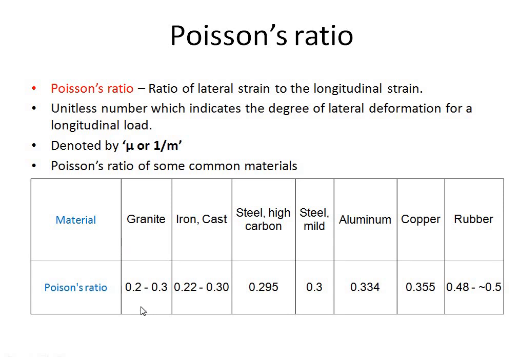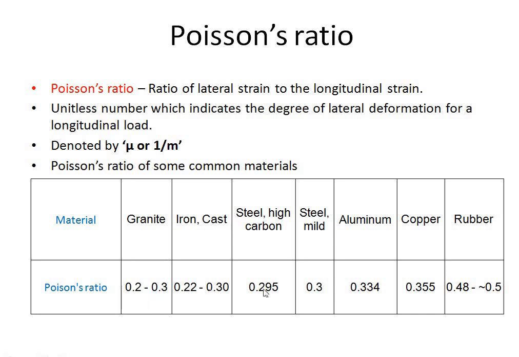So when you give a loading, the value is nearly 0.2 on the lower side, right? So it will not deform laterally that much. A material which is stronger or less ductile has a lower Poisson's ratio, right? It is a normal case. There will be exceptions also, right? So the value starts around 0.2.